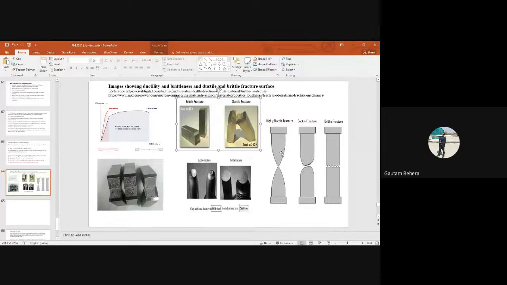For example, you take gold and pull it from both ends. Finally, gold will separate at the middle by forming a sharp tip like this. That means gold is highly ductile. And this is simply ductile. You can have some fibrous region here, like this, like this. But brittle fracture is completely flat, shiny. This is like this, and this is like this.